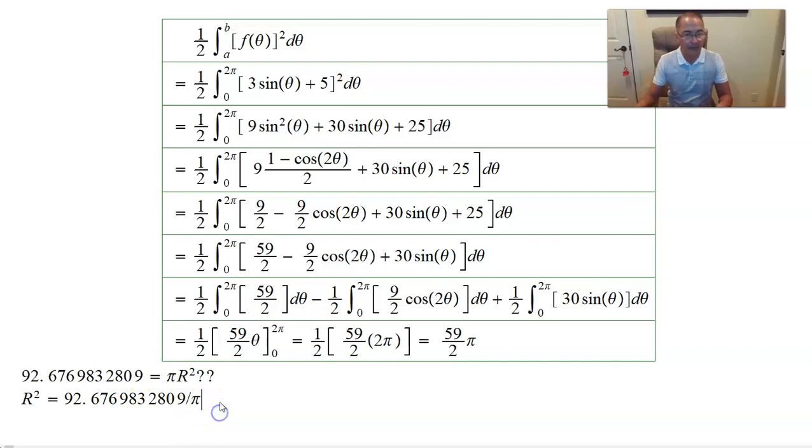And I don't need this stuff anymore. So this is approximately equal to 29.5. Ooh, interesting. And then we take the square root. So r is approximately square root of 29.5, and we get approximately 5.431. Okay, so let's go back to GeoGebra. And we're going to draw a circle of radius 5.431 centered somewhere along the axis of that limaçon.